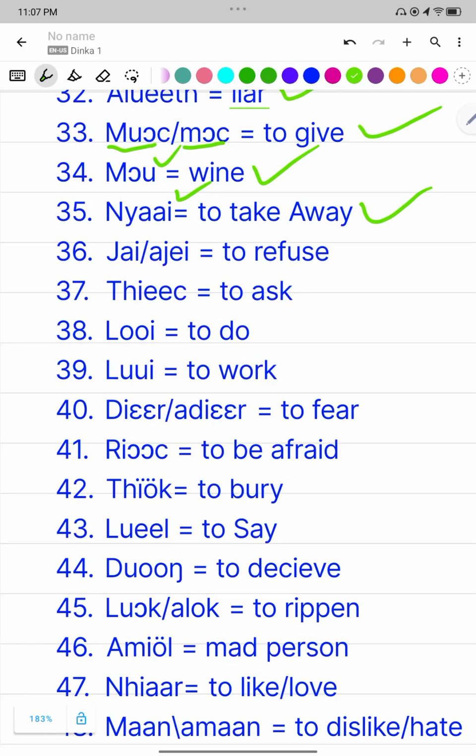Number 36. Jai or Ajay means to refuse. When you hear someone saying in Dinka "an chijai", I mean I refuse. An means I, jai means refuse. Simply, an chijai: I refuse.